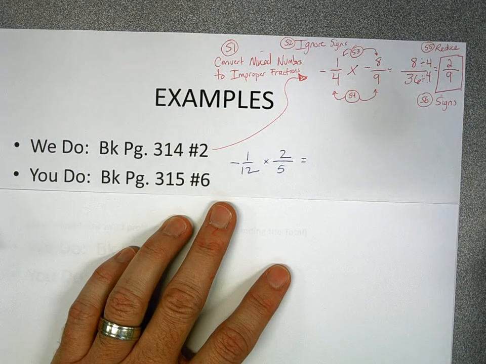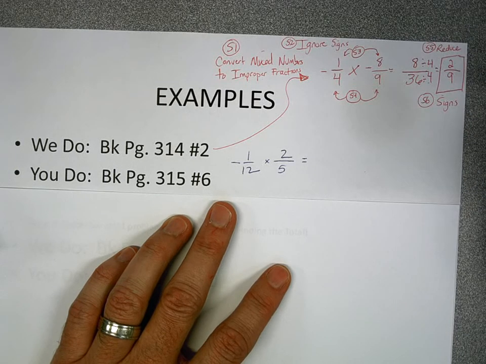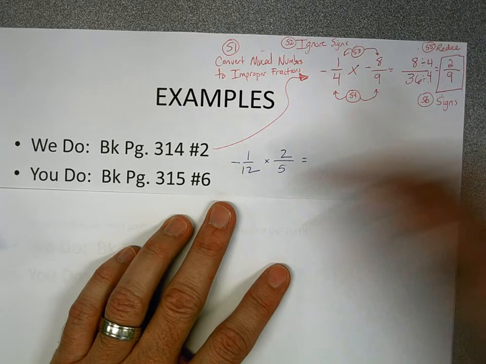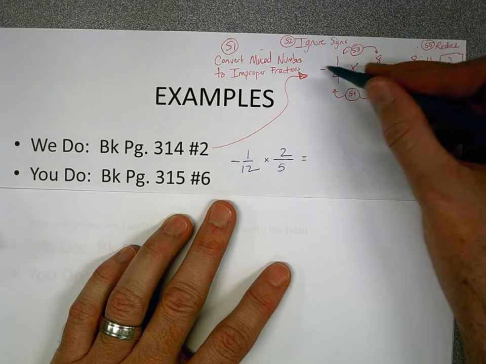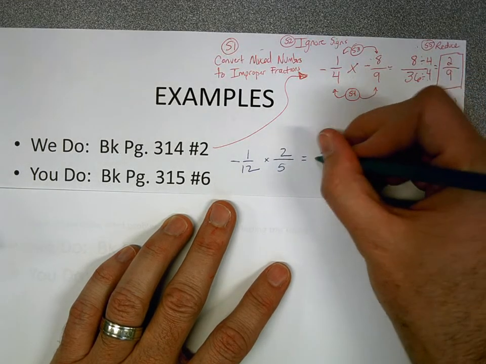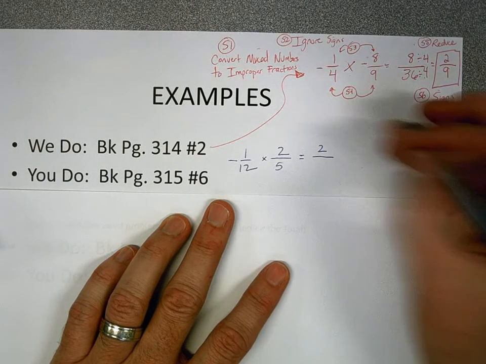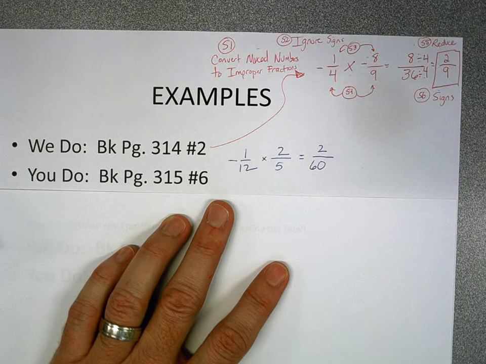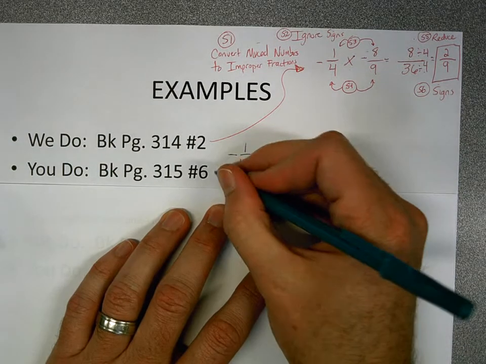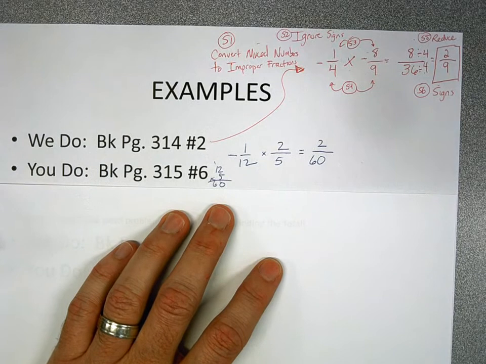Now there's actually, we haven't talked about this, we'll talk about it in the near future, there's actually a way that we can reduce right now, okay? But I'm not going to. I'm going to reduce at the end for today. So in this case, step three, I'm going to multiply the numerators. 1 times 2 gives us 2. Step four, multiply the denominators. 12 times 5 is 60. Again, if you didn't know that, it's okay to go over to the side and figure that out, okay?